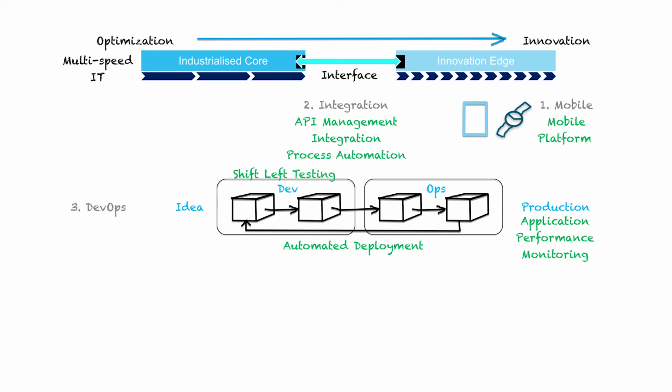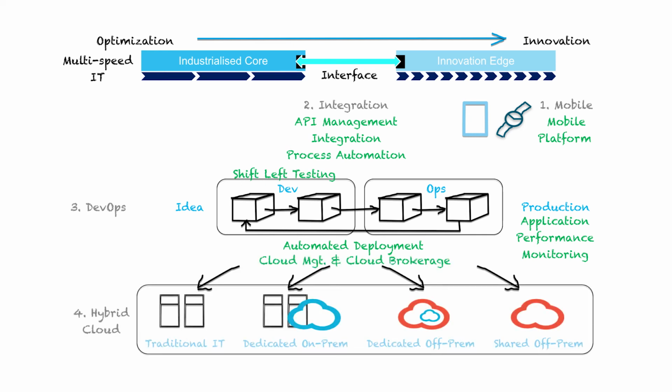So once our solutions do get into production, what we need to do is assure that they are actually fit for purpose. And so the application performance monitoring capability allows you to determine just how effective our applications are once they are in production and take any necessary steps should they not be as required. So that covers mobile, integration, and DevOps.